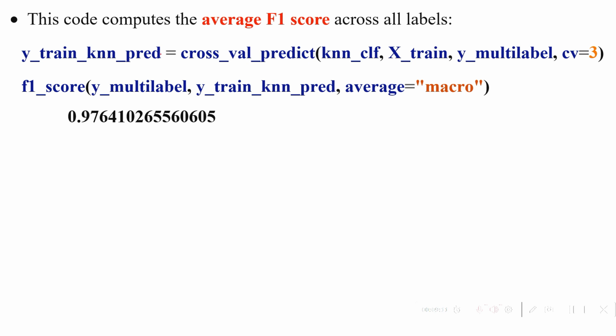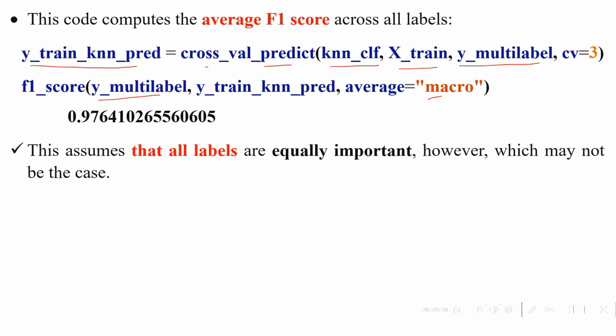So for example, here y_train_knn_predict equals cross_val_predict of knn_classifier, X_train, and the output labels y_multilabel, with cv equal to 3. Then f1_score of y_multilabel, that is your actual values, comma, your predicted model output y_train_knn_predict, average equal to macro. Now we are getting the output as 0.9764.